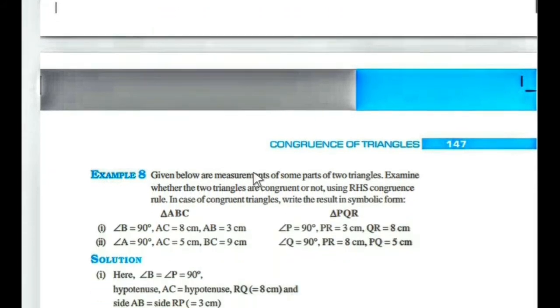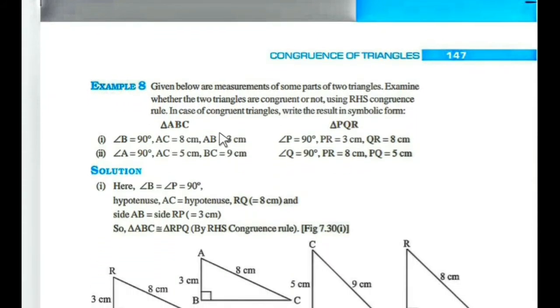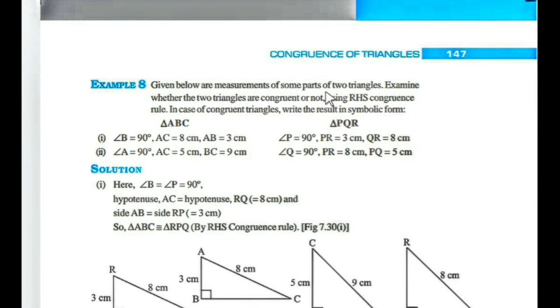Now here an example is given. Given below are the measurements of some parts of two triangles. Examine whether the two triangles are congruent or not using RHS congruence rule. In case of congruent triangles, write the result in the symbolic form. So triangle ABC and triangle PQR are given. First one, angle B equal to 90 degree, AC equal to 8 cm, AB is equal to 3 cm. Here angle P is equal to 90 degree, PR equal to 3 cm, QR is equal to 8 cm.